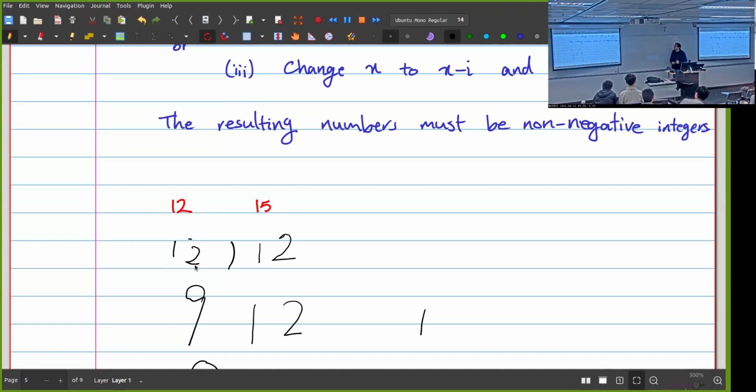But how can I find a winning strategy? Now, here's the thing. You can, again, create the game graph. The game graph would be huge here. If this number is n and this number is m, it will have O(nm) vertices.